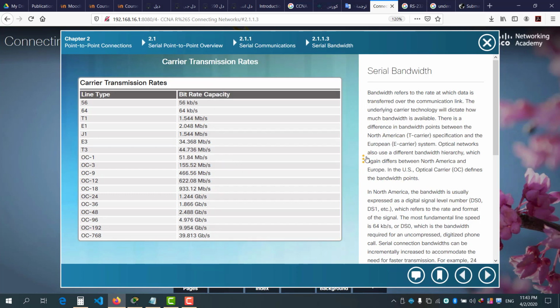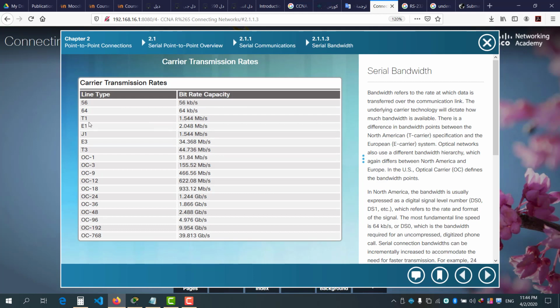What about the bandwidth? We mean the capacity or the transfer rate. As you can see, this is the line type and this is the bit rate capacity. As you remember, capacity is measured in bps. B stands for bit, not byte, and S for second. And these are the different units of measuring data. We have a line called 56, which is 56 kilobit per second. We have 64, which is 64 kilobit per second.